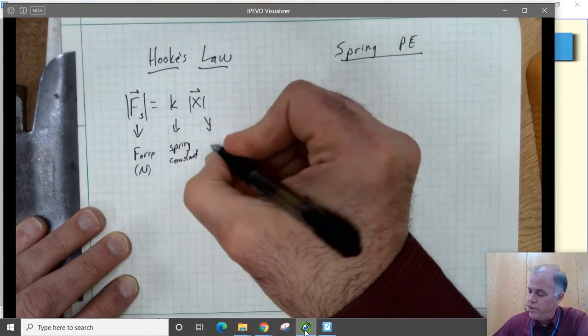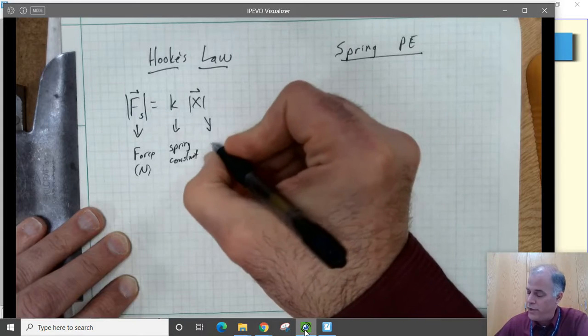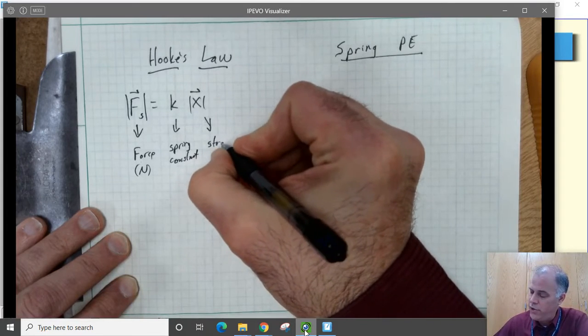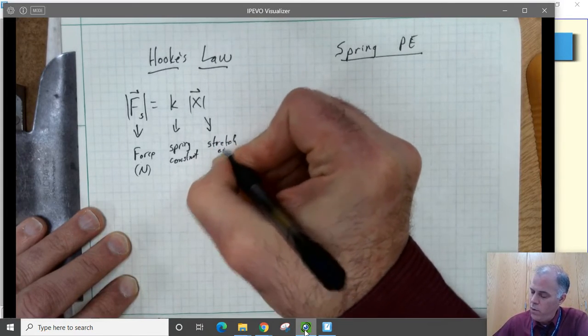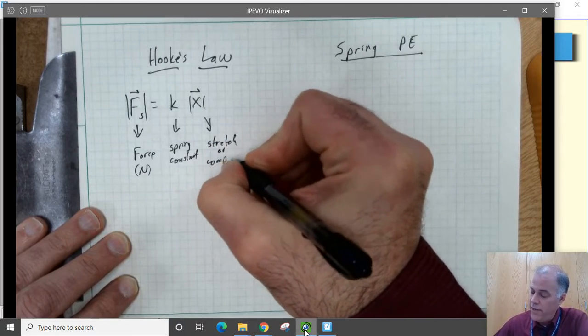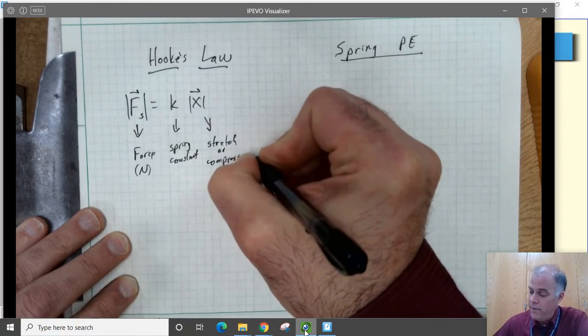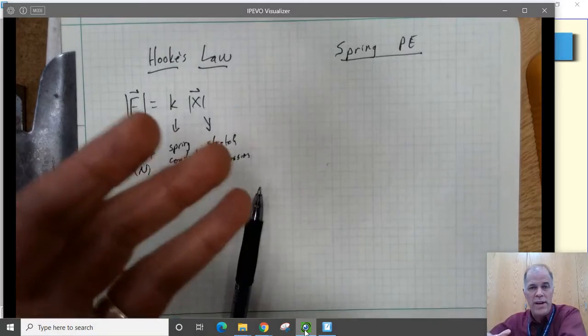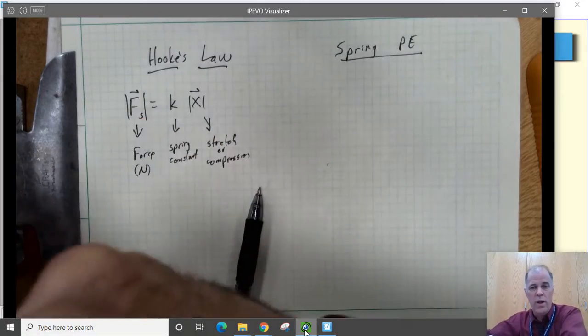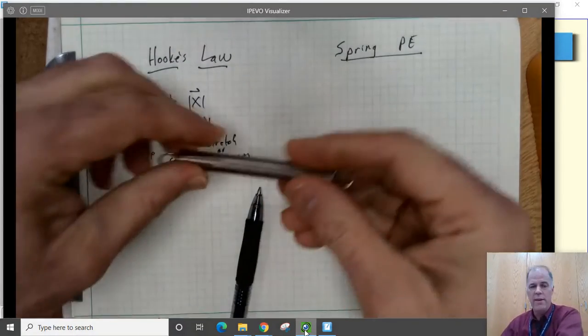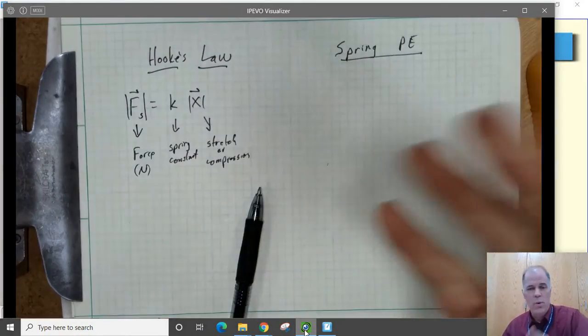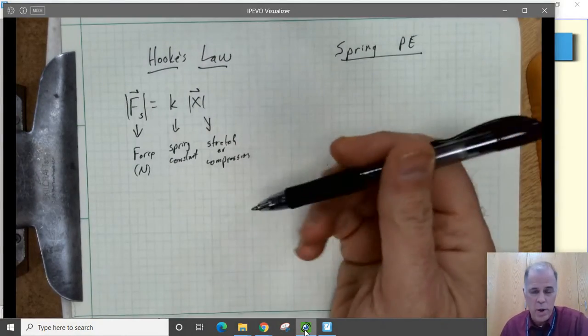And then this is the distance of the stretch or the compression. Because as you know, springs work when you compress them, like the springs in your car, as well as being pulled, like this one that I've got right here. They work either way, and Hooke's law applies to both.